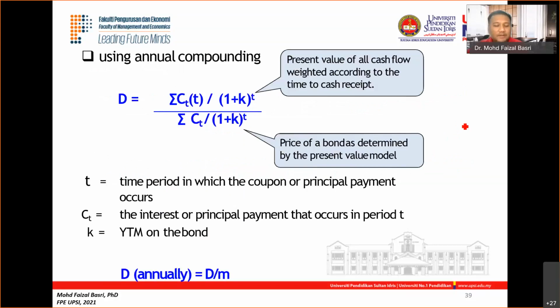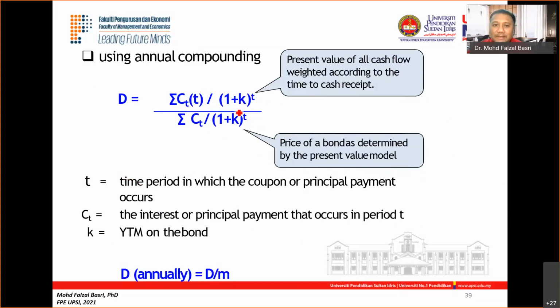So how to calculate the Macaulay duration? Okay, so this is the formula. So the numerator is actually the sum of coupons, the coupon that occurs in period t, multiplied with t. t is the time period. And we divide with 1 plus k to the power of t.